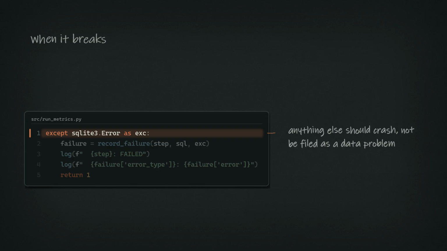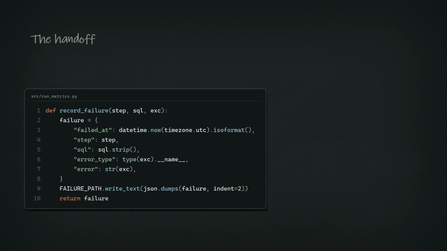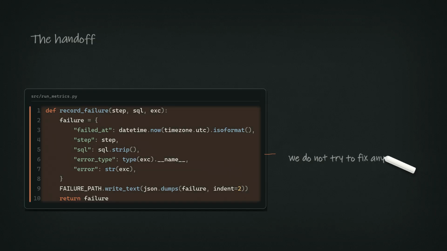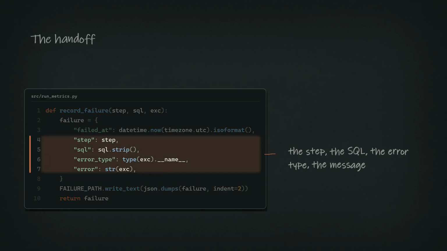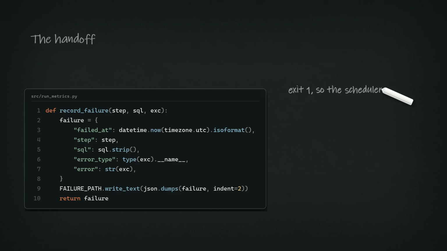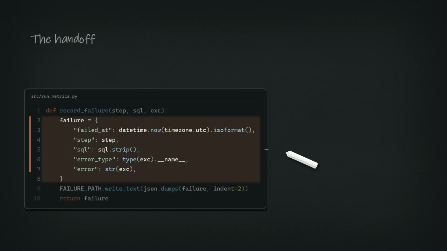And here is what we do when it breaks, which is the design decision I most want you to steal. We do not try to fix anything. We write down exactly what we were doing when it broke into a file called last_failure.json. The step name, the SQL we were running, the error type, and the error message. Then we exit with code 1. That is called a handoff.